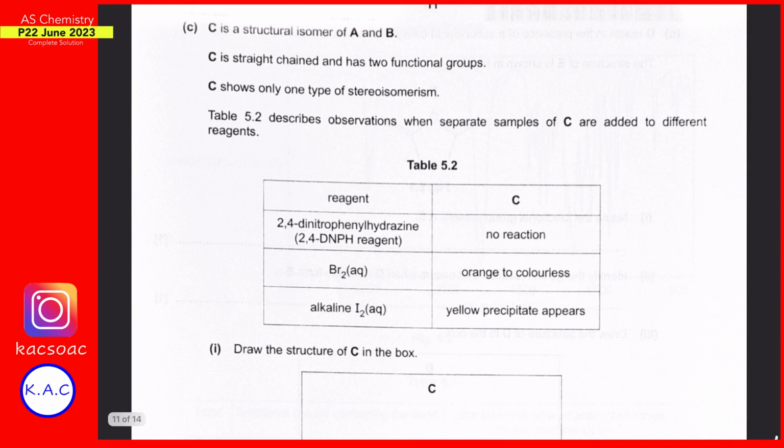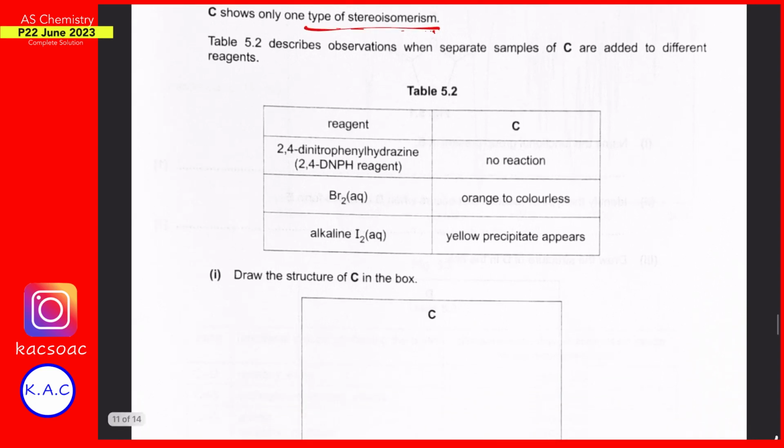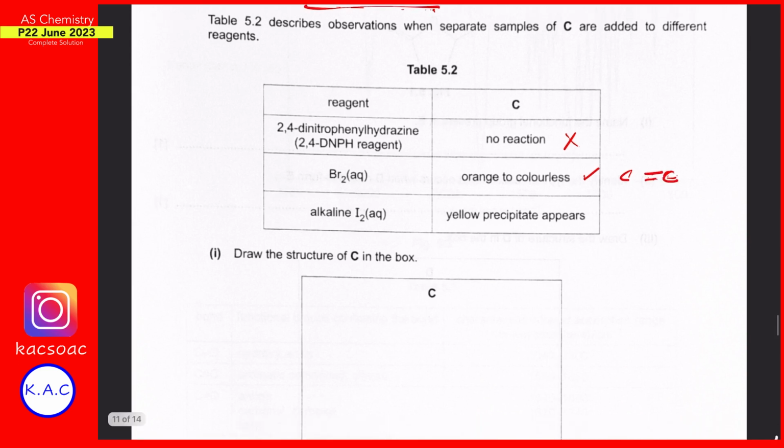See the structural isomers of A and B. C is straight chained and has 2 functional groups. C shows only one type of stereoisomerism. Table 5.2 describes the observations when separate samples of C are added to different reagents. 2,4-DNPH, no reaction, meaning it's not an aldehyde or ketone. Reaction with bromine, orange to colorless, means it has at least one carbon-carbon double bond. And alkaline aqueous iodine, yes, it reacts and makes a yellow precipitate.